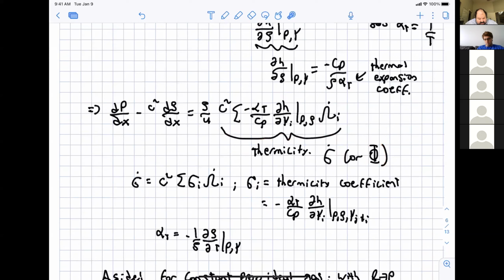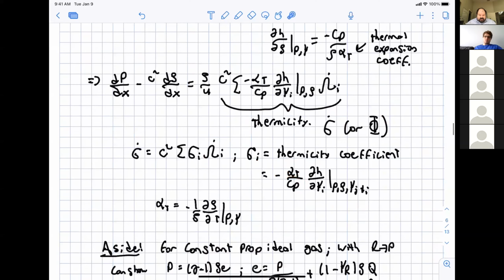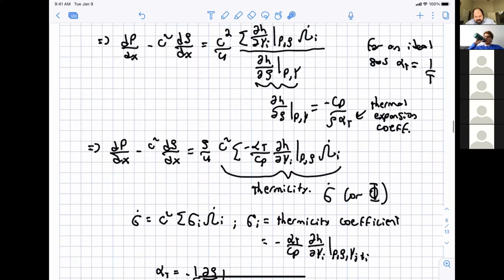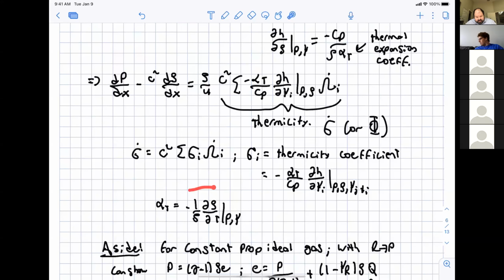Okay, and sigma dot, or the thermicity, is equal to c squared times the sum of the thermicity coefficients sigma I times the change of mass fraction of species I. Okay, and the thermicity coefficient for species I is equal to minus the thermal expansion coefficient for the gas mixture divided by Cp for the gas mixture times this partial derivative right here. And if you need the thermal expansion coefficient, the thermal expansion coefficient for any gas is given by this definition here. It's minus 1 over rho times the partial derivative of density with respect to temperature at constant pressure and chemical composition. Okay, and so are there any questions with this?